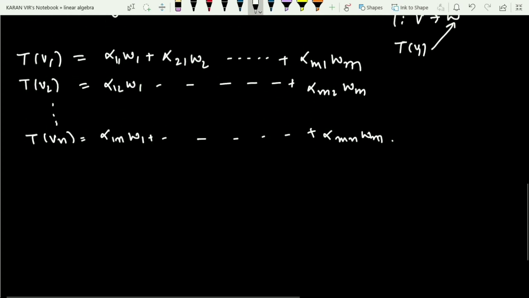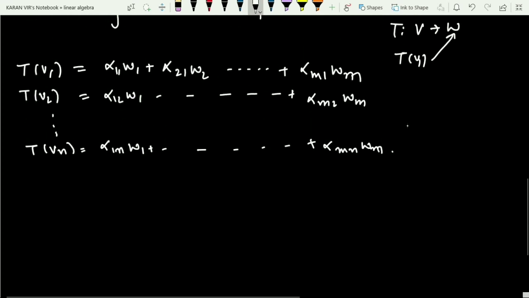Now my next step will be, let me mention here that all my alpha ij's are coming from the field F. So now the coefficient matrix corresponding to this system of equations.